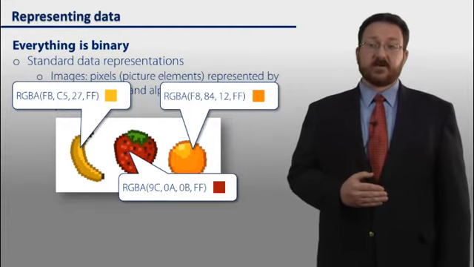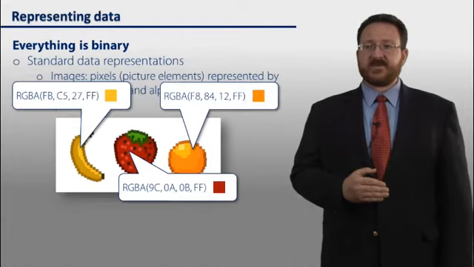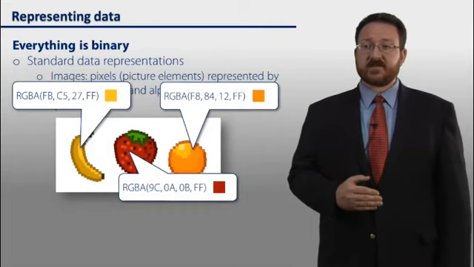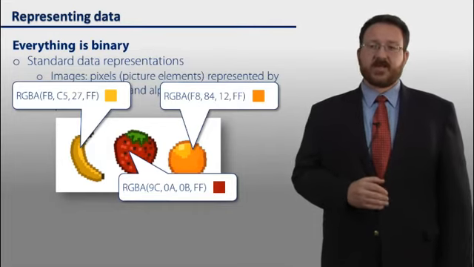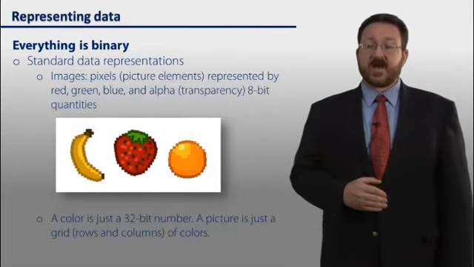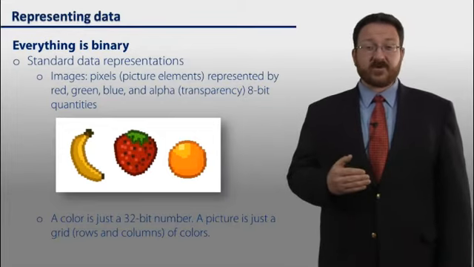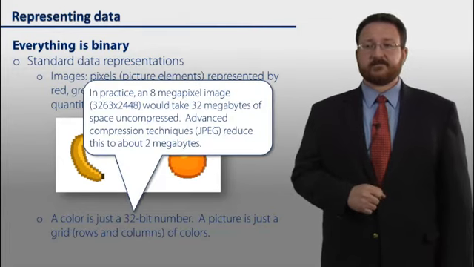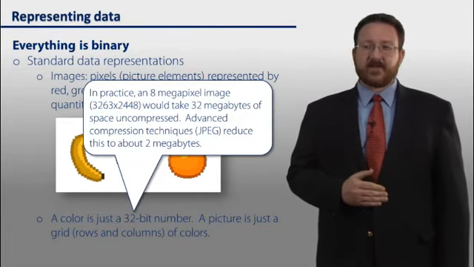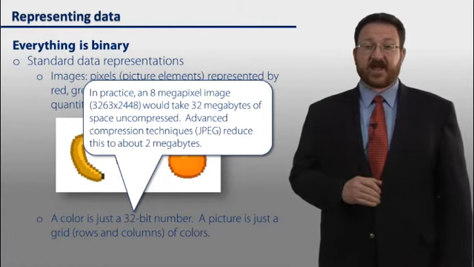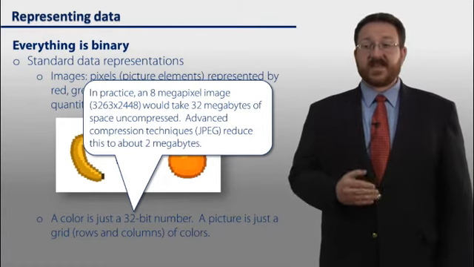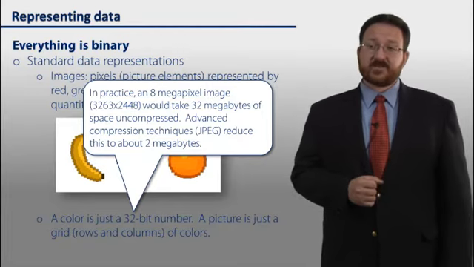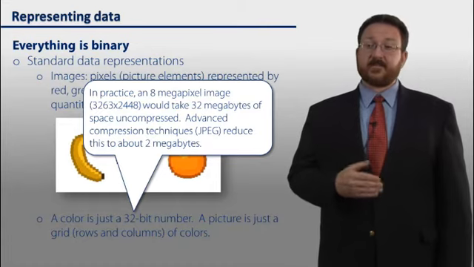So for example, the yellow color in the banana is FBC527FF as the red, green, blue, and alpha components. We can do the same for the color in the orange and the red color in the strawberry. A picture then is just a matrix, rows and columns, of these numbers that represent the colors. In practice, an 8-megapixel image, which is a very high-definition image, would take about 32 megabytes of space in an uncompressed format. But advanced compression techniques such as JPEG reduce this to about 2 megabytes.